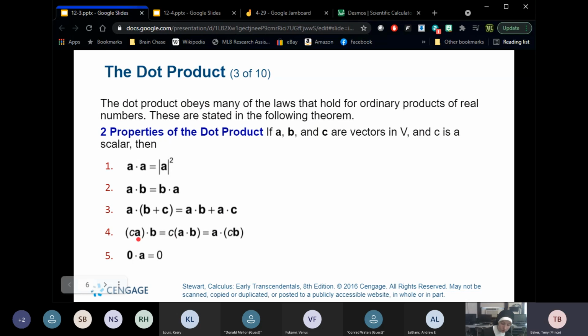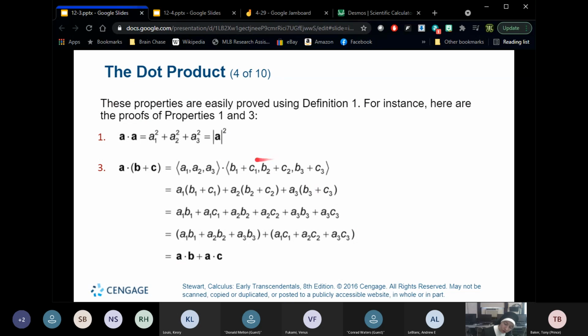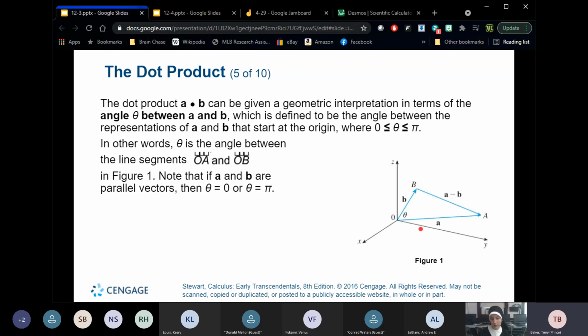If we're multiplying by a constant, you can pull the constant out in front and do the dot product of A and B. You could also put the constant on the other one and do A dot the constant times B. It'll give you the same answer. And the dot product with the 0 vector would be 0. Most of those are straightforward and pretty simple, and they look very similar to multiplication rules.